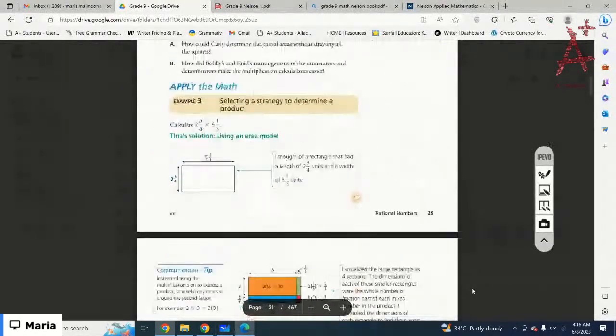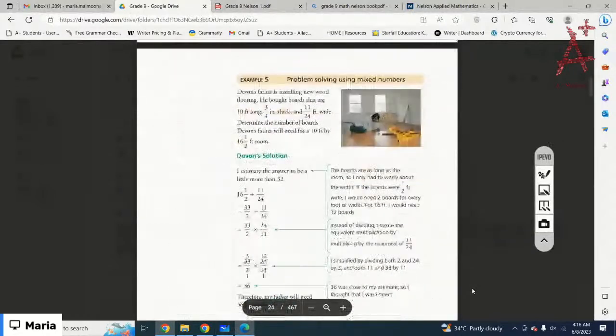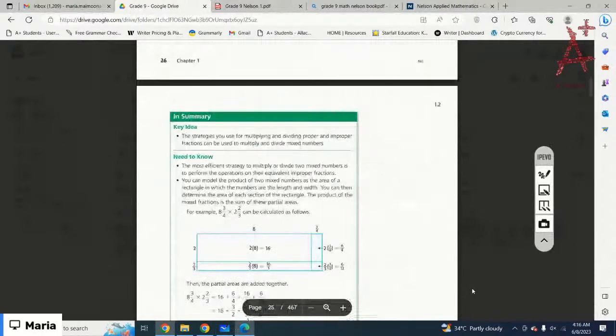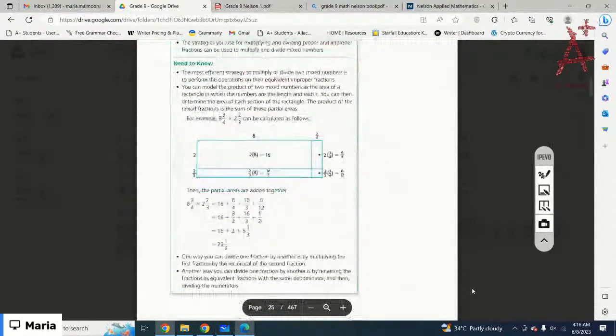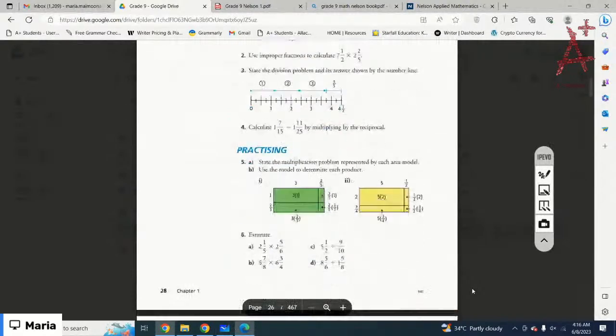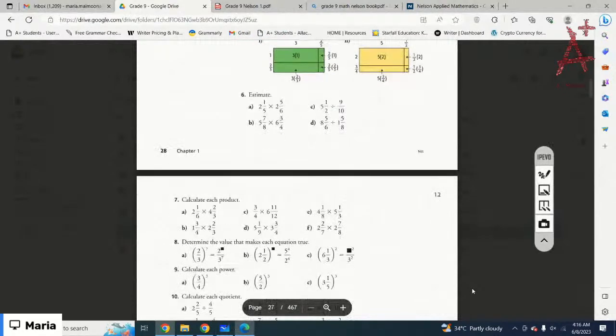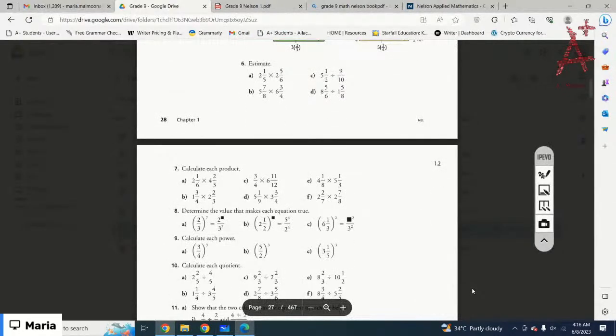Okay, let's start with the practice questions. You can go through the book and do examples just for the learning process, and then you can do the practice questions. Let's start with question number 6. You have to estimate. Let's start with the first one.